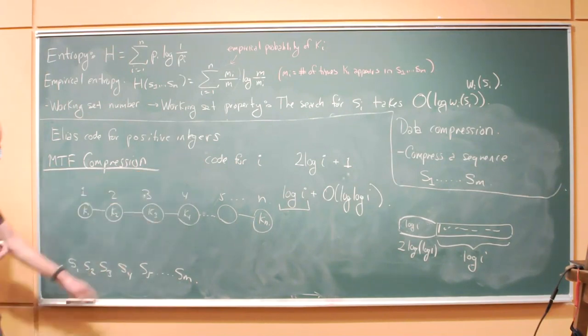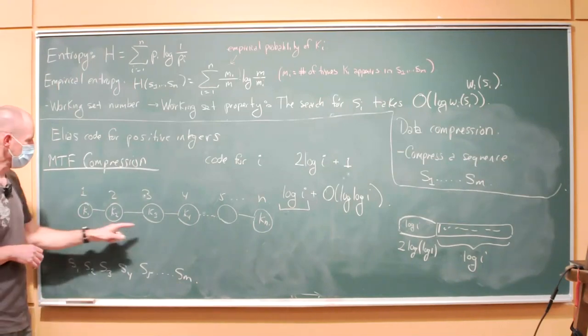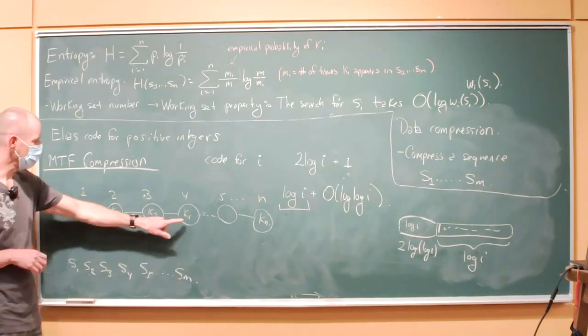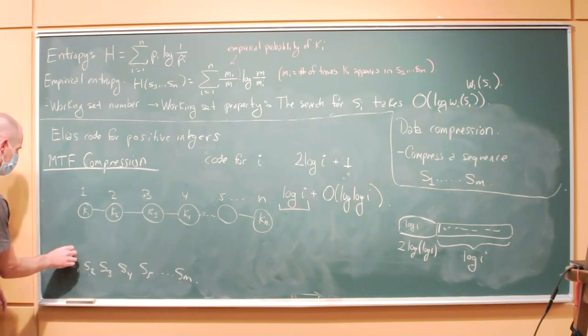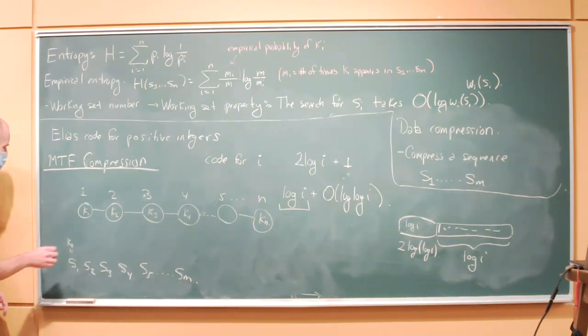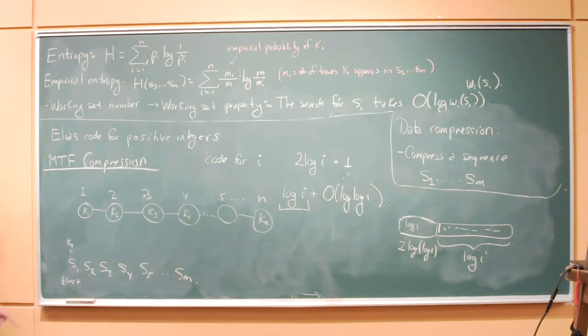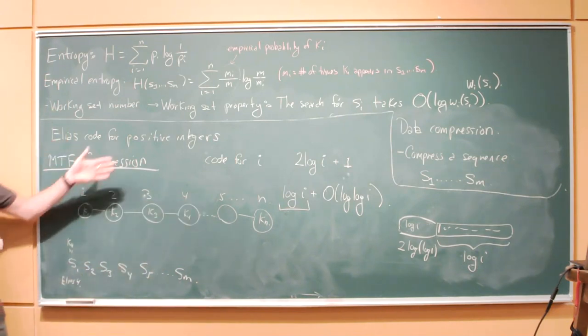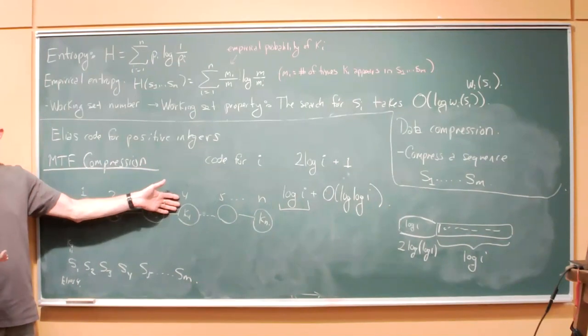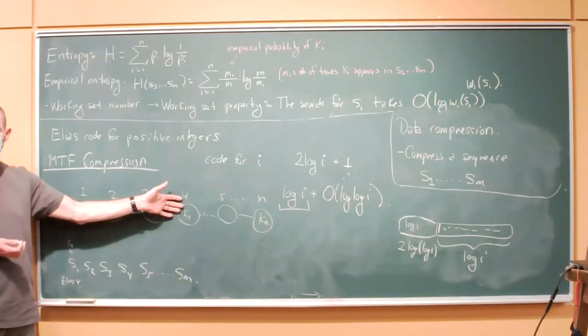So for instance, if S1 is K4, well, in this case, I would do the Elias code for 4. And if you're trying to decode this, you read that, you have started with the same list that I started with. You say, okay, good. That first thing that I was sent was the 4th element in the list.